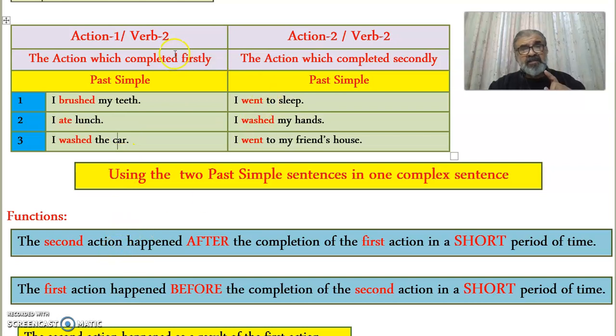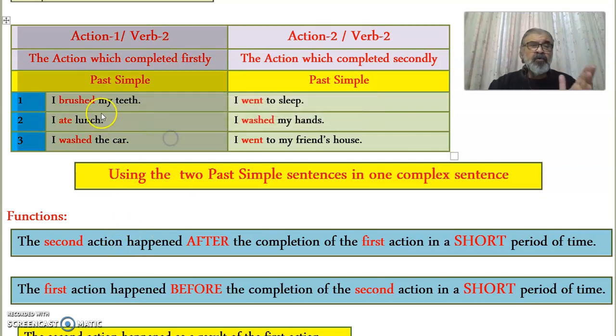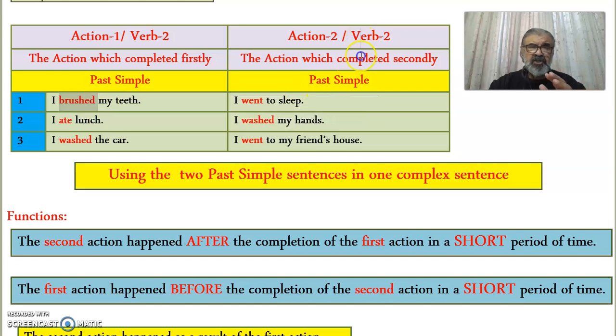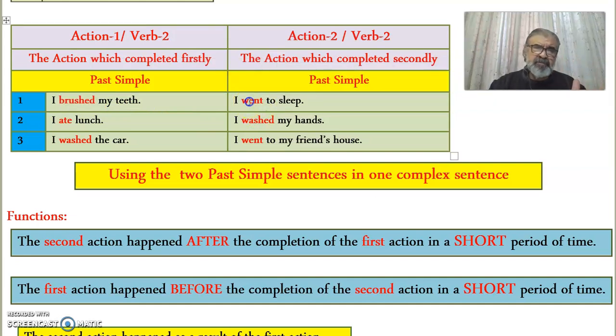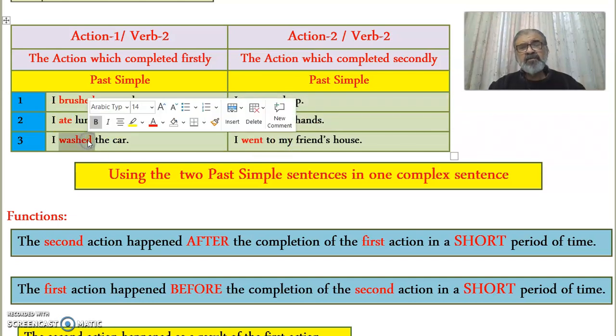Or the first action happened before the completion of the second action in a short period of time. Again, you brushed your teeth first, then you went to sleep, or before you went to sleep, you brushed your teeth first. Before you washed your hands, you ate lunch. Before you went to your friend's house, you washed the car.